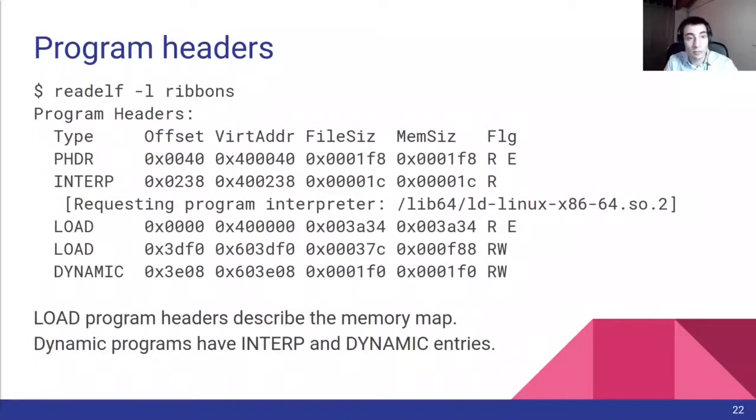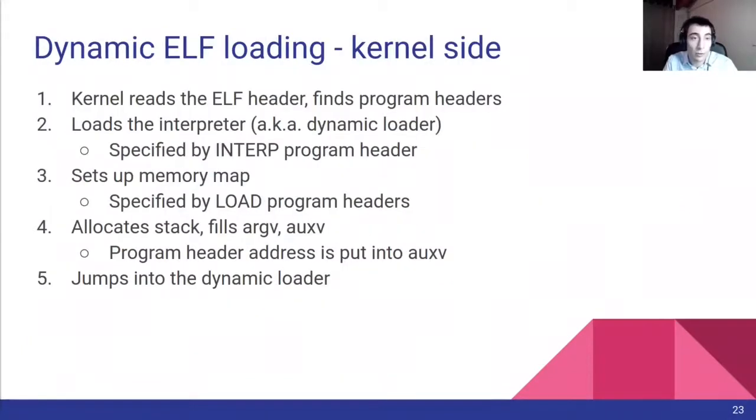Also note that this program has two program headers of type interp and dynamic, and you will find those two types of program headers in any dynamic program, that is, in any program that uses dynamic libraries. The first header, the interp header, specifies what's called an interpreter, also known as the dynamic linker. And the second one is information needed by the dynamic linker to do its job. This is what happens when loading a dynamic ELF program.